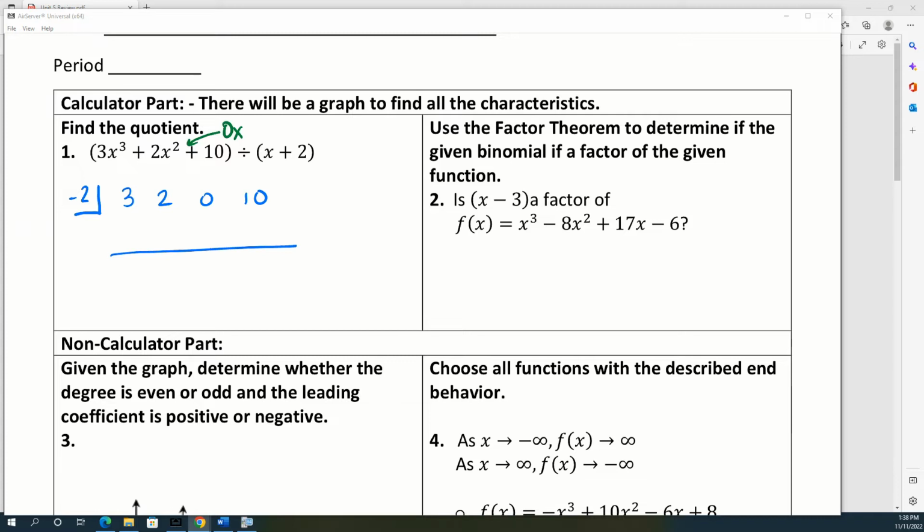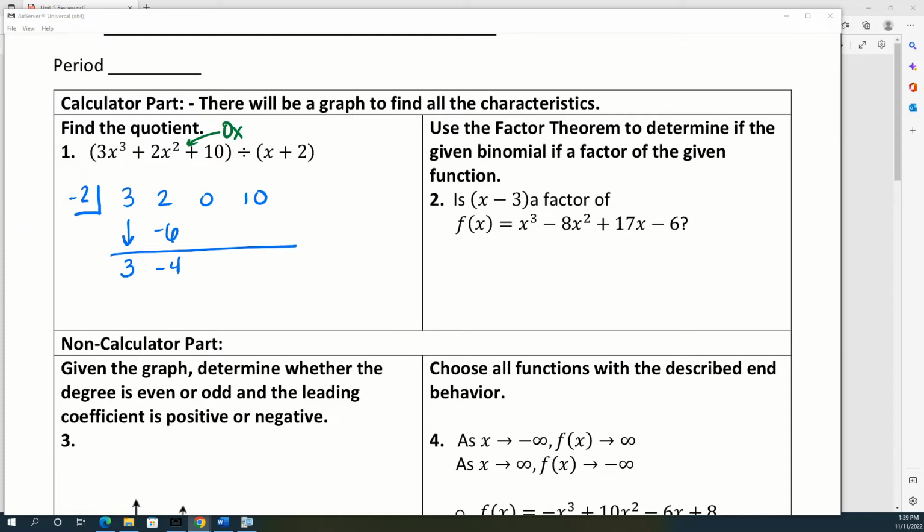And the first step, when we start doing the actual multiplying and adding, we're going to bring this first coefficient down under the line. And then we're going to multiply the number in the box by the number under the line, and we're going to get -6. And then we're going to add these together, and we're going to get -4.